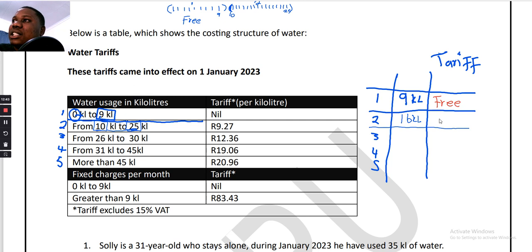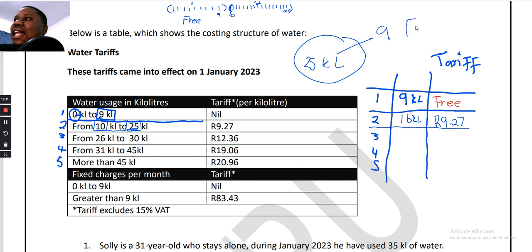Now, for these kiloliters, they are going to charge you 9 rand 27 cents. And now check, meaning that you have used so far in block number 2, that means now you have used 25 kiloliters. But out of these 25 kiloliters, 9 is free. Then for the remaining 16, they are going to charge you 9 rand 27 cents.